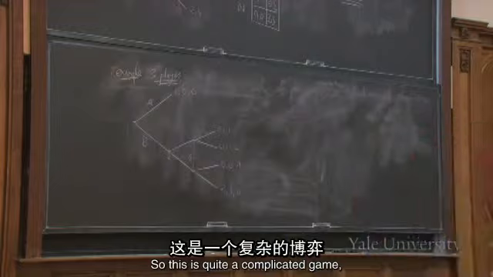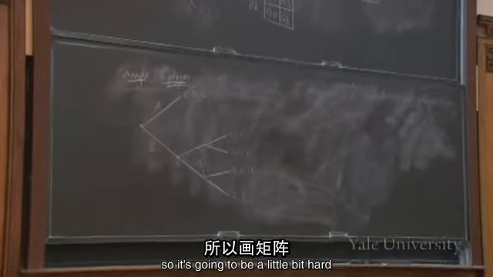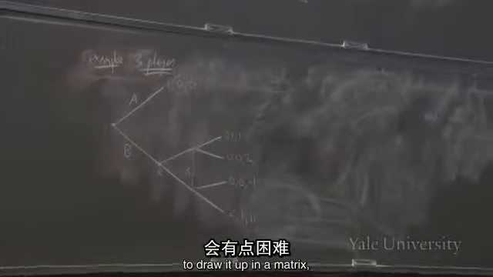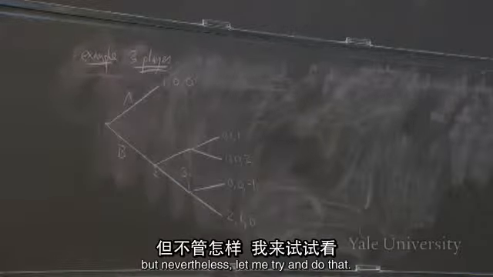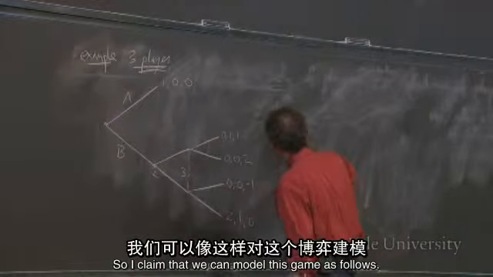All right. So this is quite a complicated game. It's got three players for a start, so it's going to be a little bit hard to draw it up in a matrix. But nevertheless, let me try and do that. So I claim that we can model this game as follows.